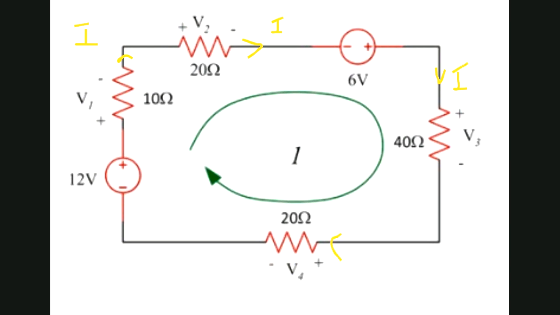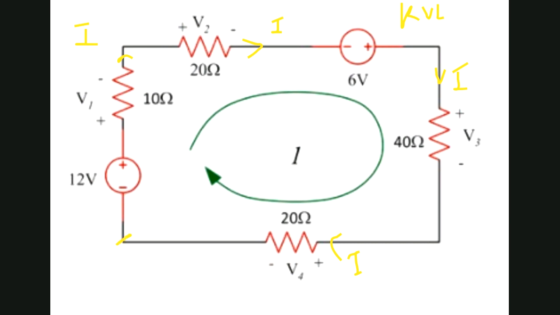This is I. So now I will solve KVL. What is KVL? Kirchhoff's voltage law. What is Kirchhoff's voltage law? In a loop, the sum of all the voltages is 0. You can start from any point. I will start from this point.